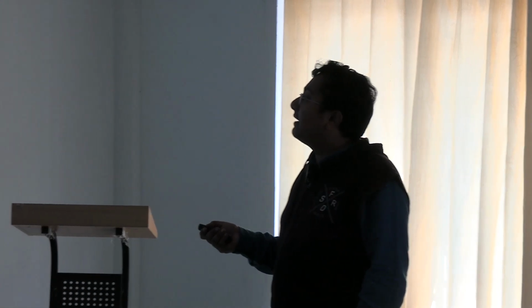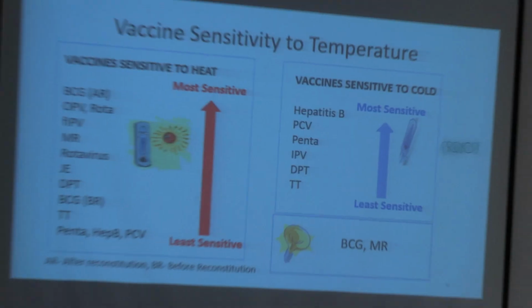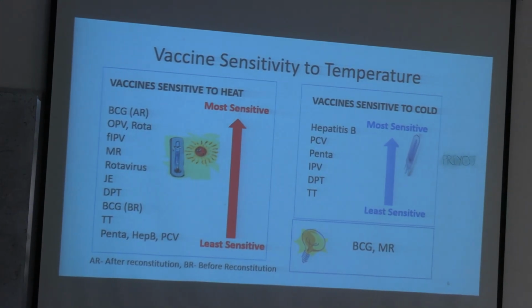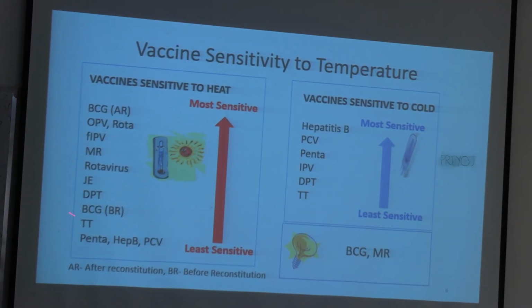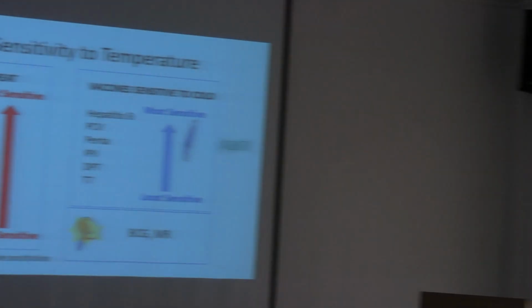Freeze, what is that? This is freeze sensitive: Hepatitis B, PCV, Penta, IPV, DPT, TT. All of them. Usually they remember this very easily, but for most heat sensitive there is no mnemonic, nothing. Always remember the T series. If the vaccine name has T in it, it is freeze sensitive.